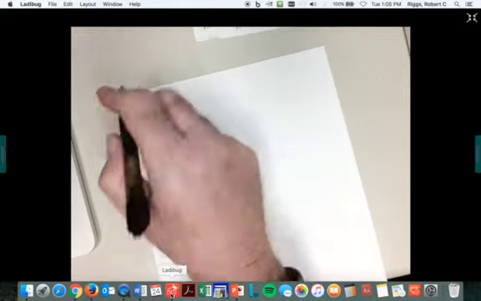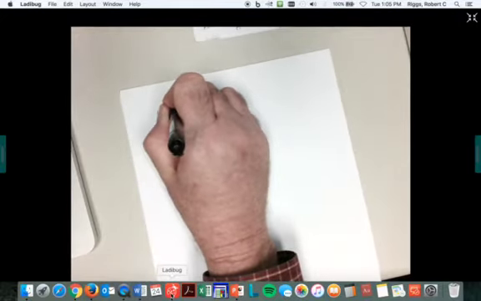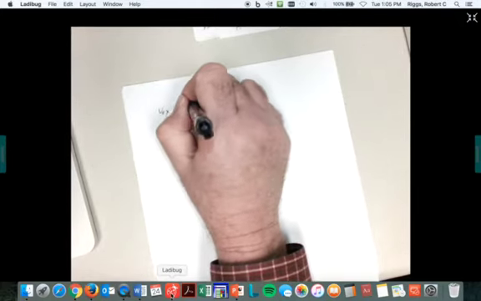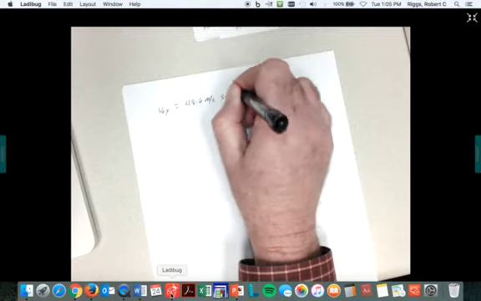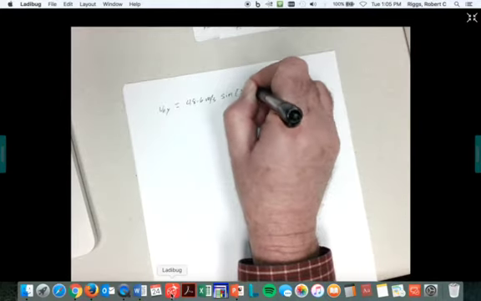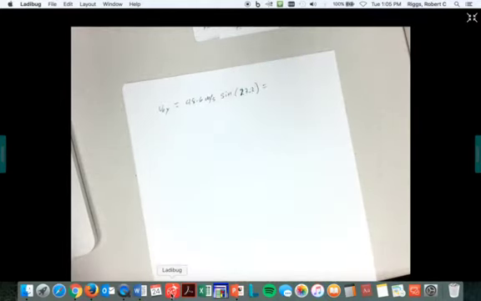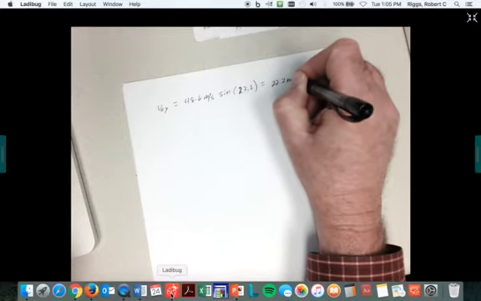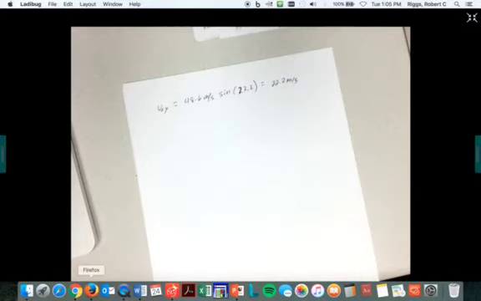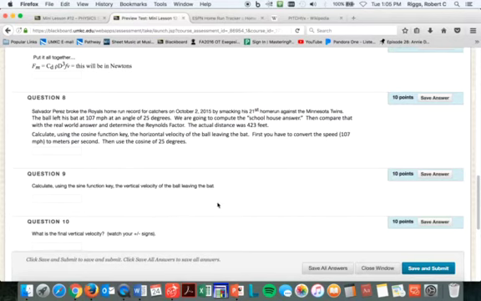And now we've got to find V naught y, which would equal 48.6 meters per second times the sine of 27.2 degrees. And that equals 22.2 meters per second. All right, let's see what else we've got to find here. And then I'll probably stop and we'll go on to the next.